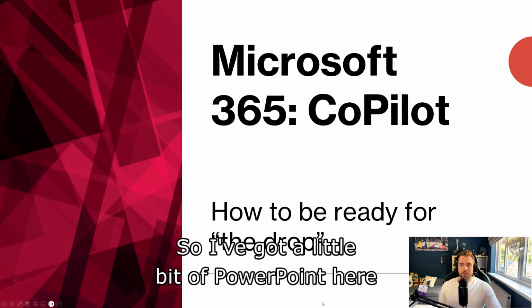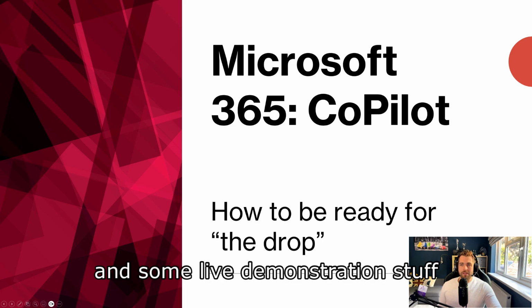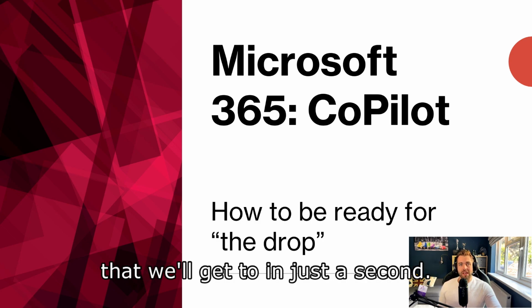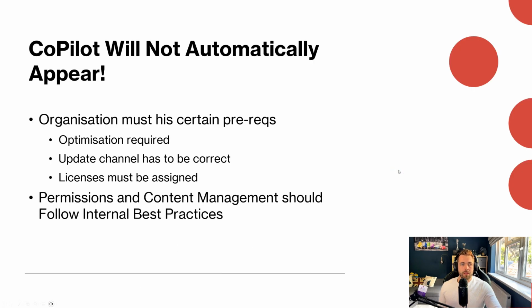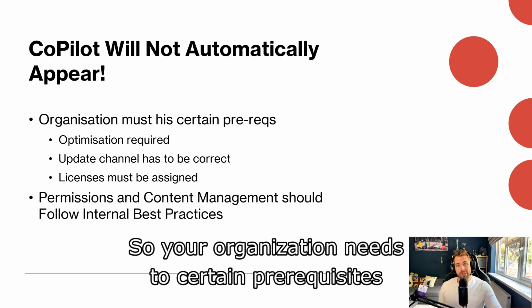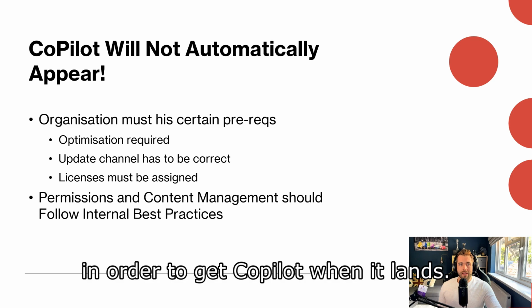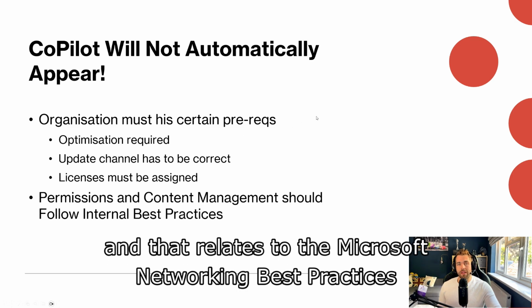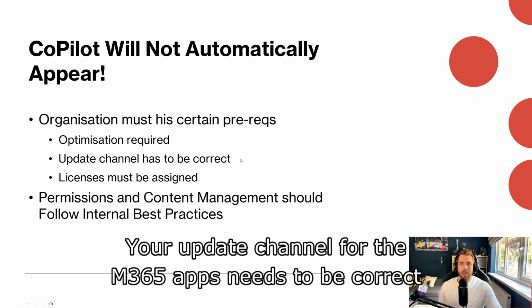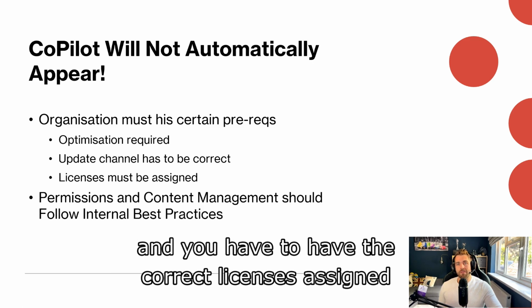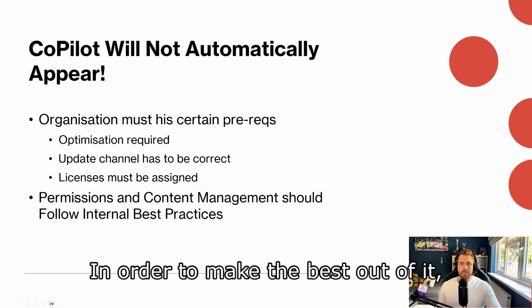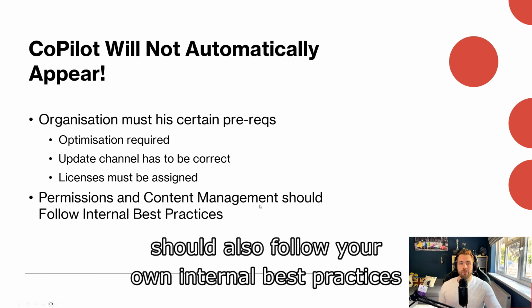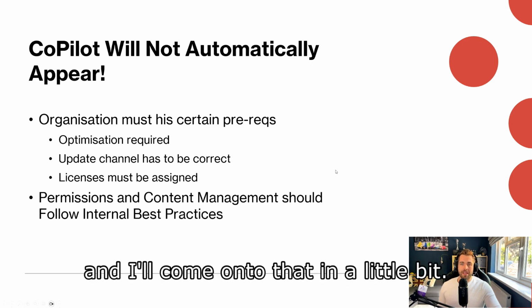So I've got a little bit of PowerPoint here that we're going to have to run through, and some live demonstration stuff that we'll get to in just a second. So how to be ready for the drop in M365 CoPilot. Your organization needs to hit certain prerequisites in order to get CoPilot when it lands. You need some network optimization, and that relates to the Microsoft Networking Best Practices or Taxonomy Guide. Your update channel for the M365 apps needs to be correct, and you have to have the correct licenses assigned in order to be able to leverage CoPilot. In order to make the best out of it, your permissions and content management should also follow your own internal best practices, and I'll come on to that in a little bit.